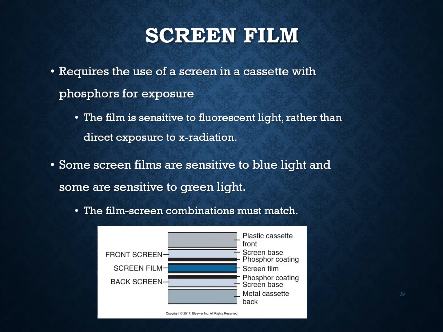Okay, so screen film requires the use of a screen in a cassette with phosphors for exposure. The film is sensitive to fluorescent light rather than direct exposure to X radiation. So please remember that. Screen film is sensitive to fluorescent light. Some screen films are sensitive to blue light and some are sensitive to green light, and that's important, that the film screens match the type of units that you're using, but all of that usually gets figured out dependent on the dentist who orders these things. So then here you can see there's the plastic cassette, the screen base, there's an intensifying screen, and then there's the screen film, and then there's another screen base, and then the metal cassette back.